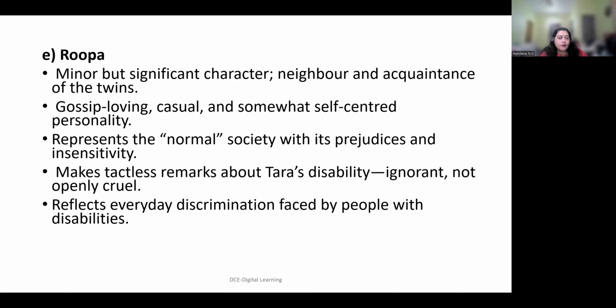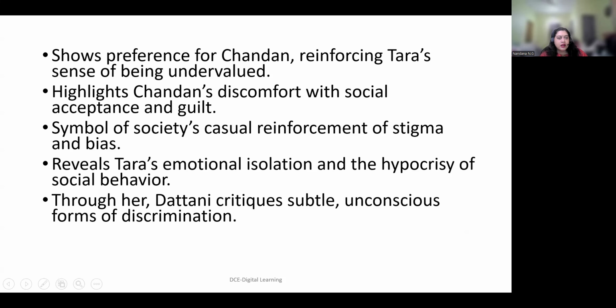So you can say that Rupa is a symbol of everyday people that we face in society who do not mince words while mocking others' problems. Rupa shows preference for Chandan, reinforcing Tara's sense of being undervalued. Though she is a friend of Tara, yet she feels Chandan is a better choice. Rupa highlights Chandan's discomfort with social acceptance and guilt. Rupa can be taken as a symbol of society's casual reinforcement of stigma and bias. Rupa reveals Tara's emotional isolation and the hypocrisy of social behavior. Through her, Dattani critiques subtle, unconscious forms of discrimination.